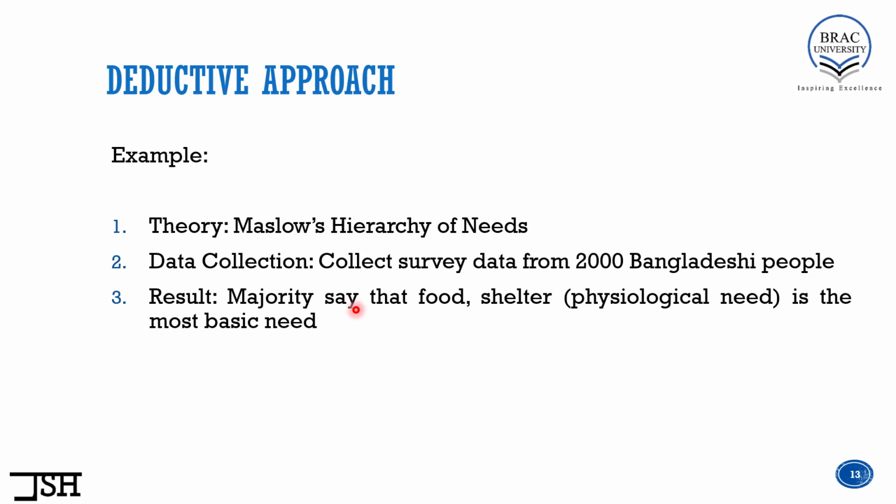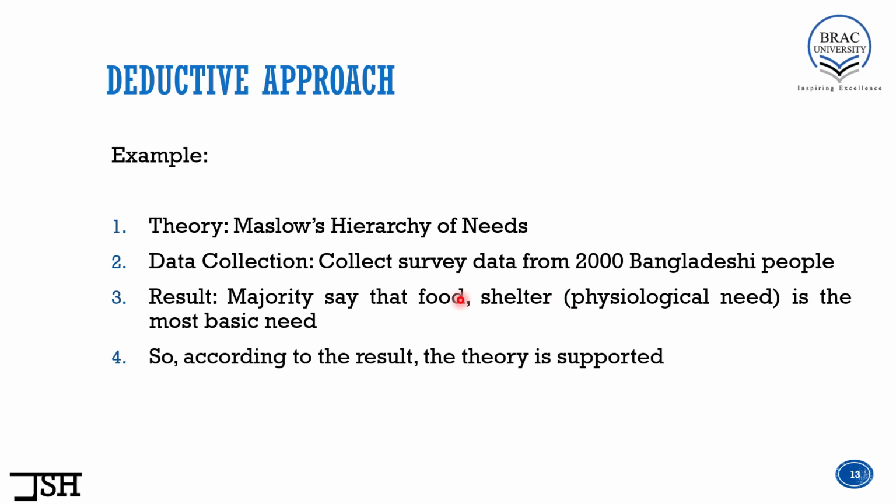So here we can easily see that for Bangladeshi people as well, Maslow's hierarchy of needs theory applies. This theory is true for Bangladeshi people as well, because Maslow's hierarchy of needs theory said that food and shelter are the most basic needs. They are at the very bottom. And after collecting data from Bangladeshi people, I also found that yes, most of them are saying food and shelter are indeed the most basic need for all of them. So based on this result, what do I do now? According to the result, the theory is supported. Maslow's hierarchy of needs theory is supported by the data I have collected. So finally, we do not need to revise the theory because the theory is supported. That is the whole process.